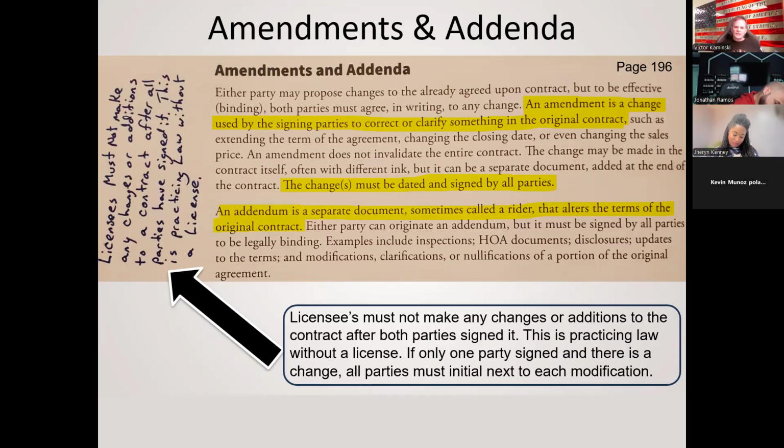Licensees must not make changes or additions to the contract after both parties signed it. This is practicing law without a license. If only one party signed and there's a change, all parties must initial next to each modification.